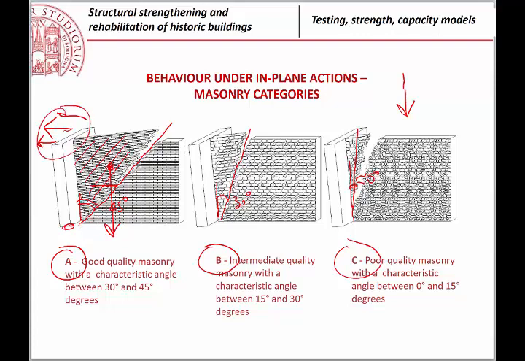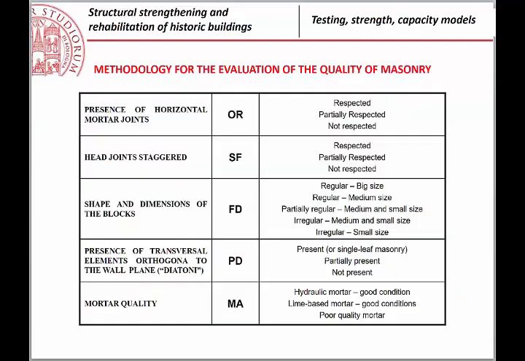These are the forces giving you instability. This is a stabilizing force. So the larger the angle, of course, the larger will be the weight of the masonry, which is giving you a positive contribution. So quality of the masonry is very, very important for all those reasons. But how to classify?